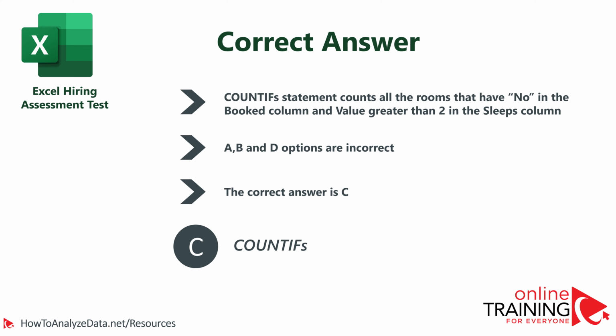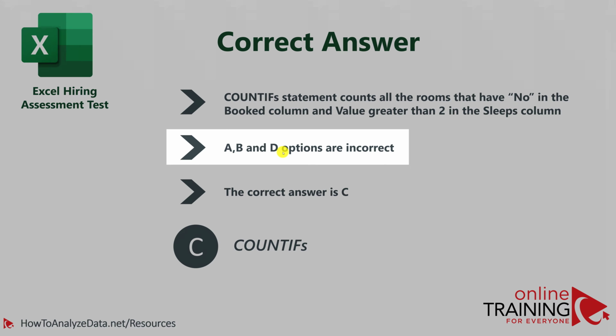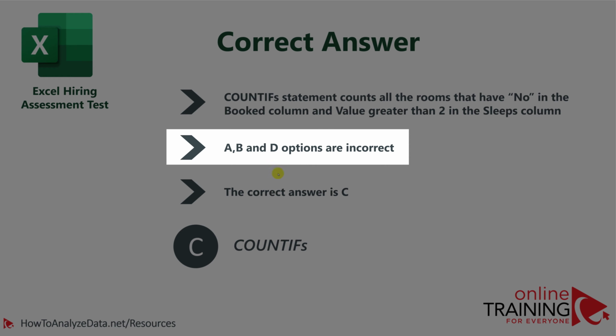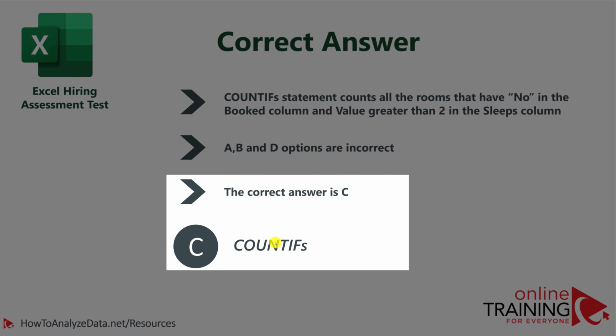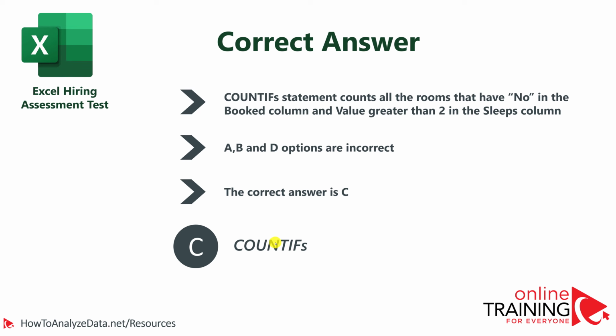Let's go back to the original question and recap. Choices A, B, and D are incorrect, and the correct choice is C, which uses the COUNTIFS formula. And now you even know how the formula should look like. Hopefully you've got this one right.